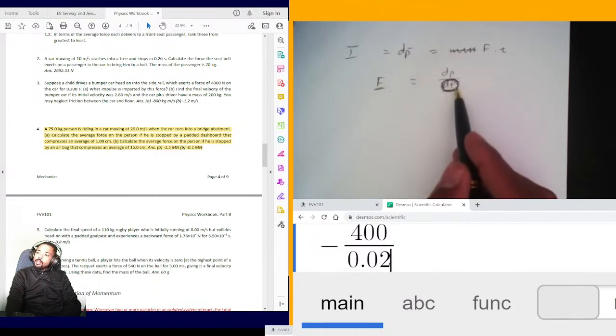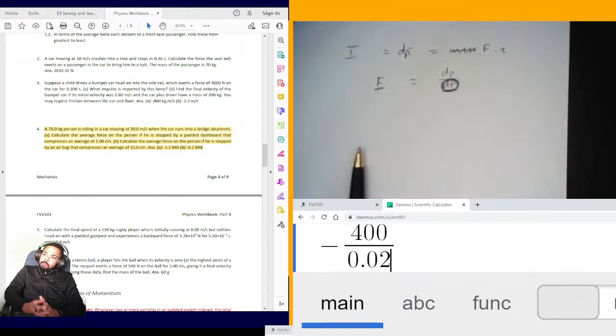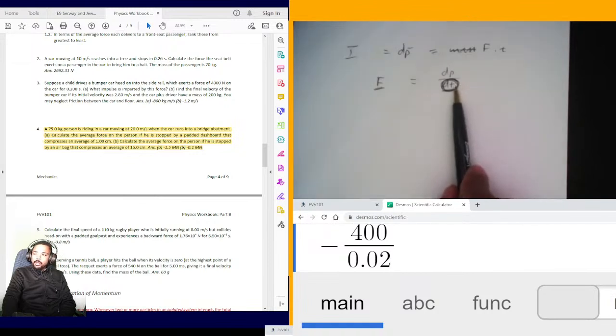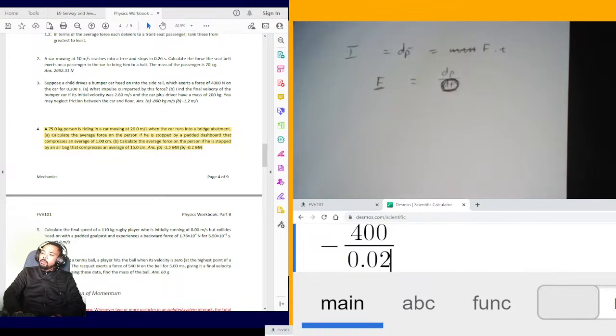So car manufacturers have developed cars that crumple during collisions to increase this time of collision, because if you increase the time of collision, then the force acting on your passengers will be much lower, and that will in turn have saved lives.